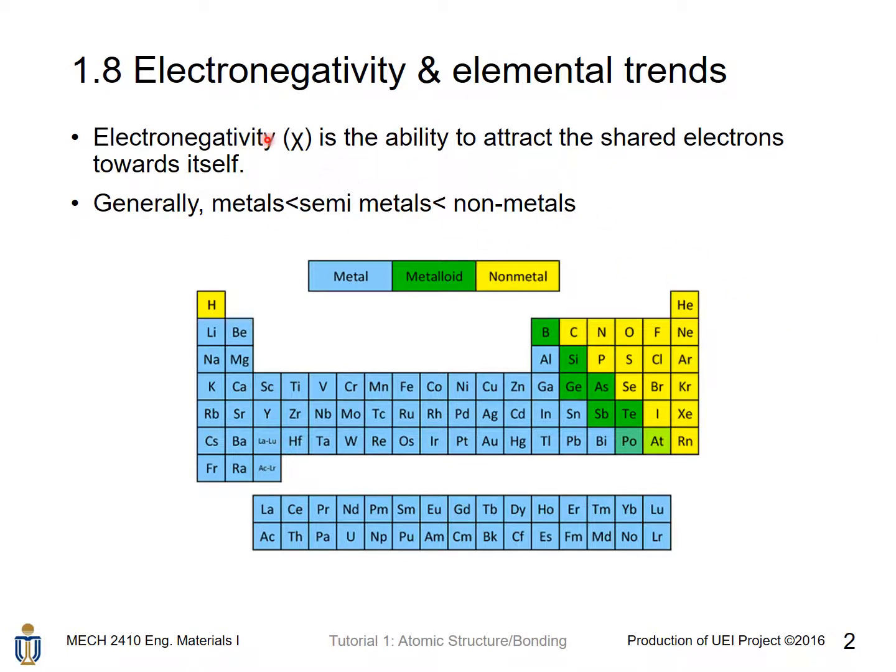Metals will form metallic bonds, in which they give up their electrons. Semi-metals are between metals and non-metals. Non-metals tend to accept electrons to form covalent or ionic bonds.